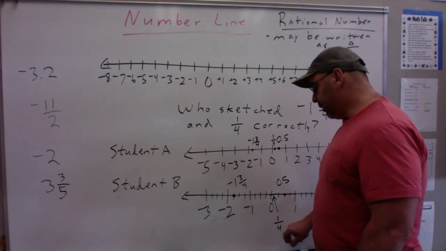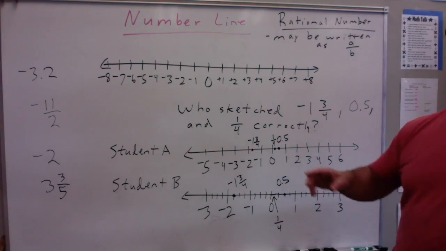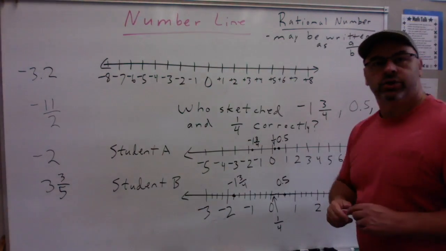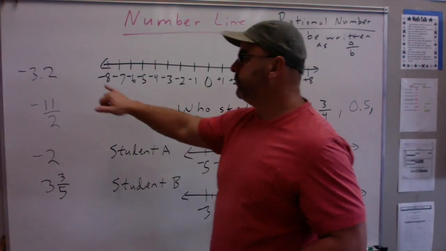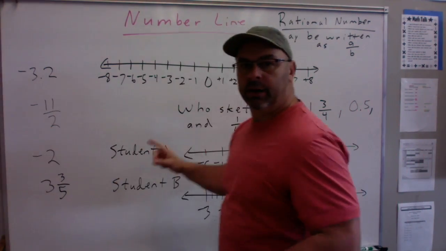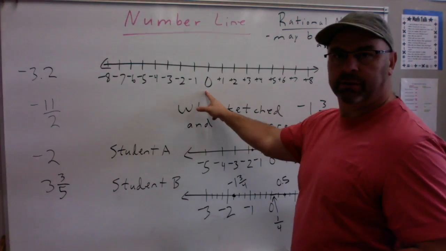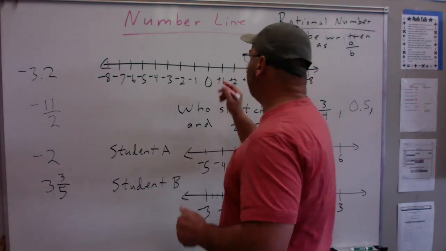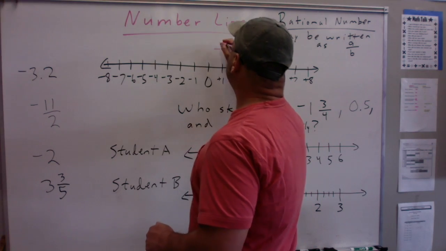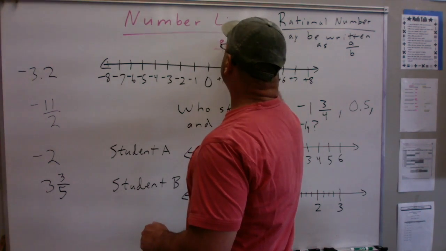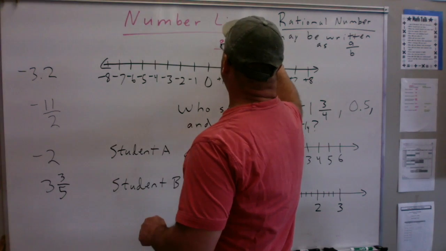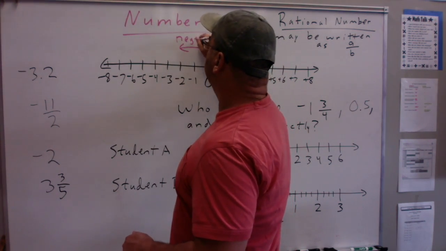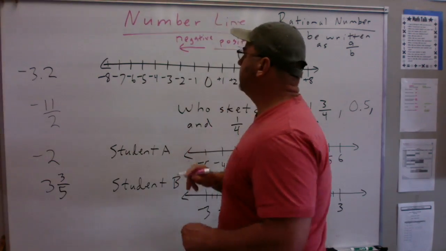So we're going to look at some problems here today. All right, we're going to graph these 4 points over here on our number line. Okay, so negative 3.2 is a negative number. Zero's in the middle. Zero is neither positive nor negative. When we go to the right, this way, it is going to be positive. When we go to the left, it is going to be negative. Okay? So positive versus negative.